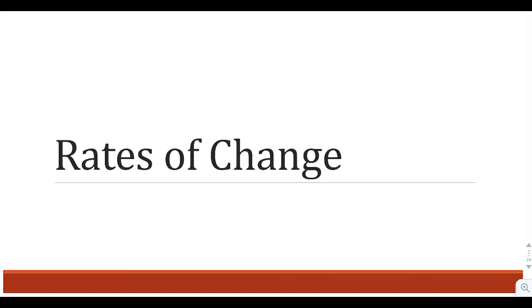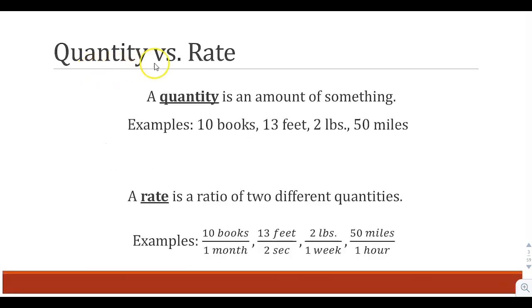Rates of change. Quantity versus rate. A quantity is an amount of something. So for example, I can have 10 books, or 13 feet, or 2 pounds, or 50 miles. As opposed to, a rate is a ratio of two different quantities.